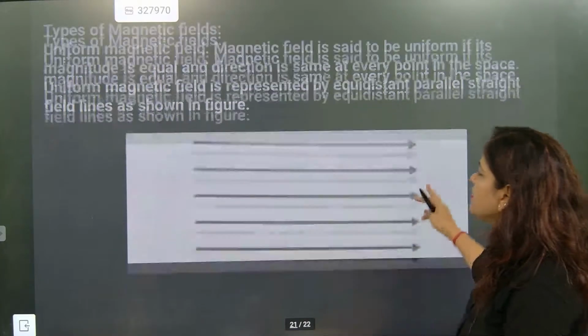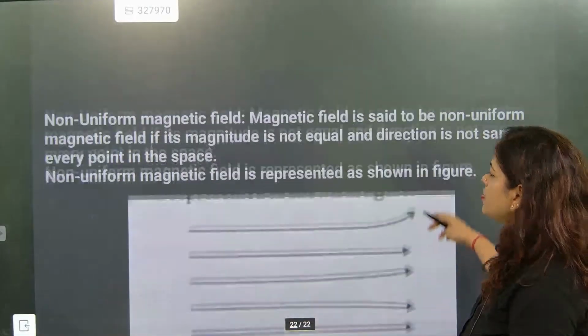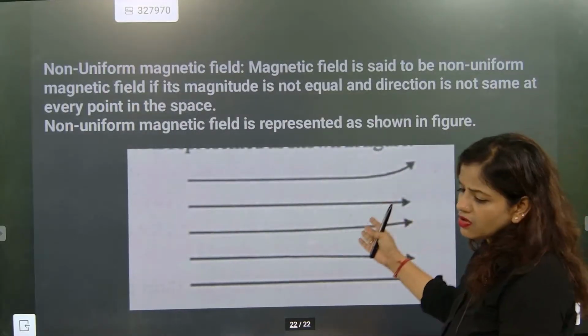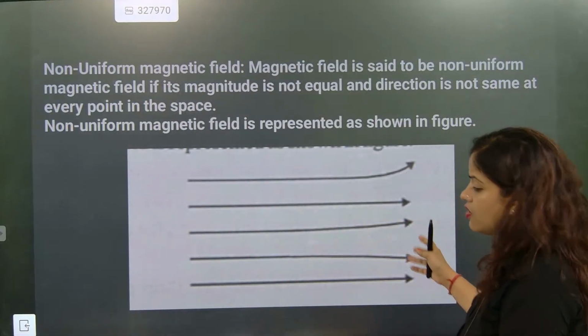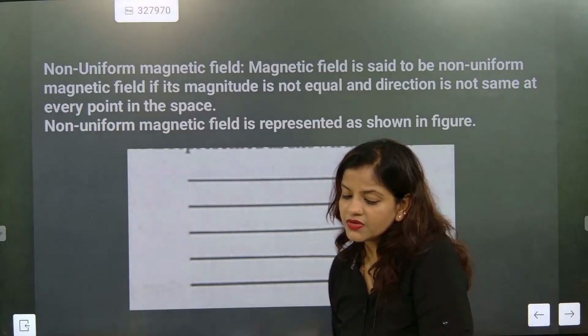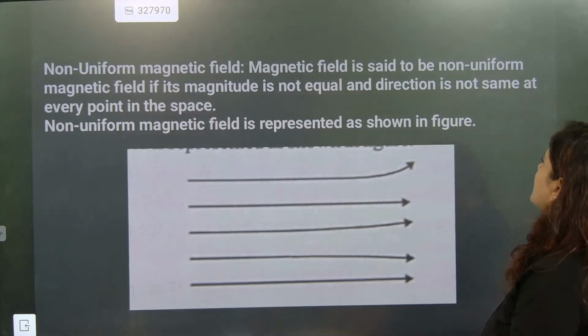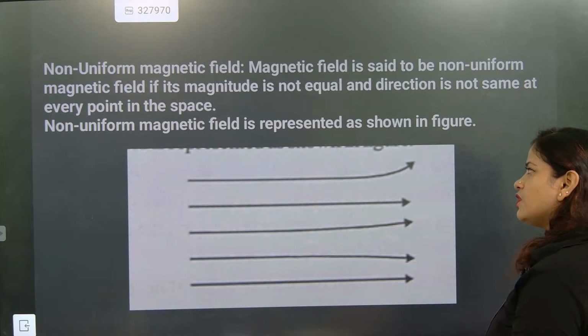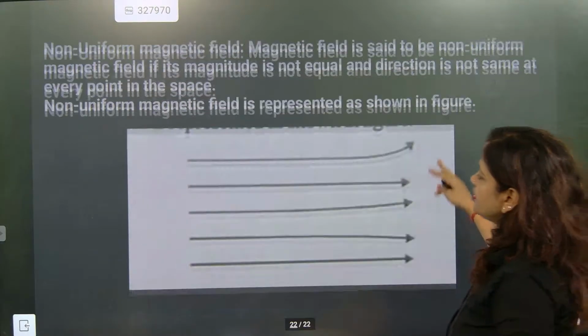This is considered a uniform magnetic field. Now we will talk about non-uniform magnetic field. Can you see the non-uniform magnetic field? The field lines will not be parallel. Such a case will be considered a non-uniform magnetic field, and its magnitude will not be equal and direction will also not be the same. It will be represented by this.